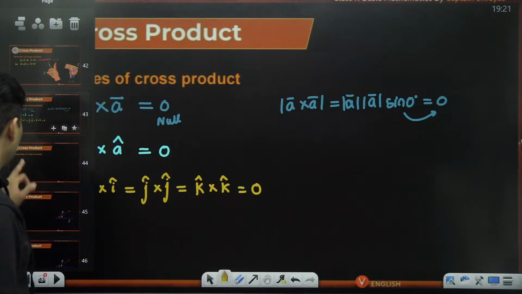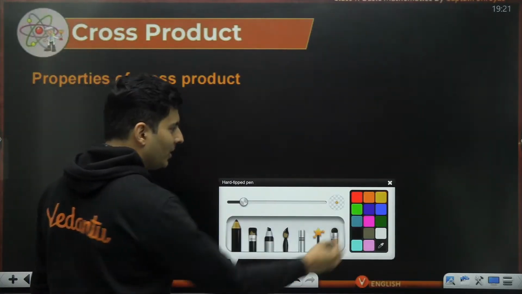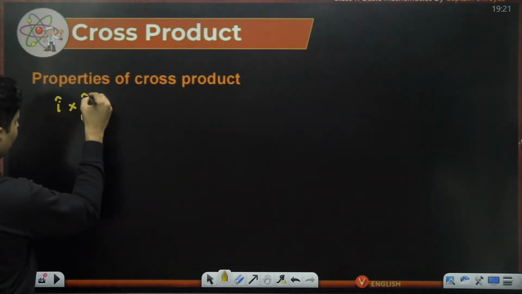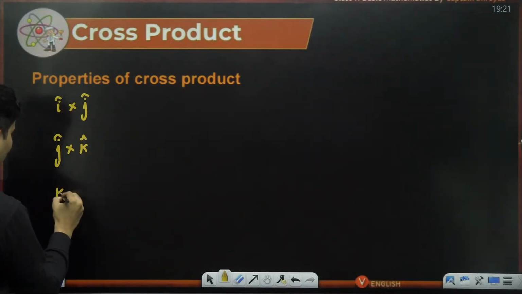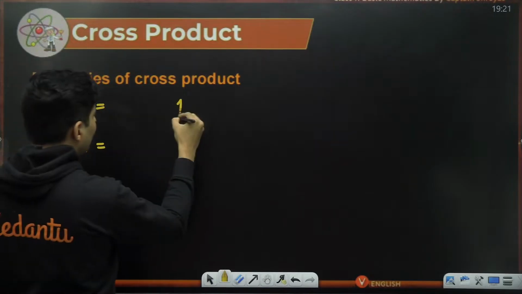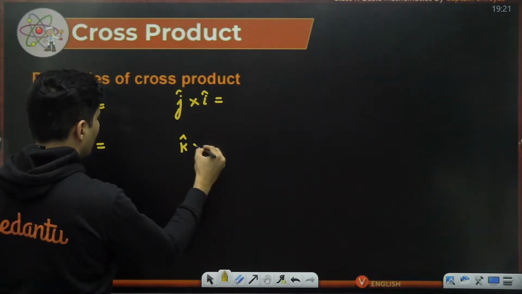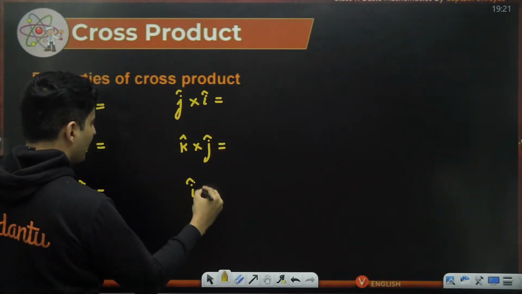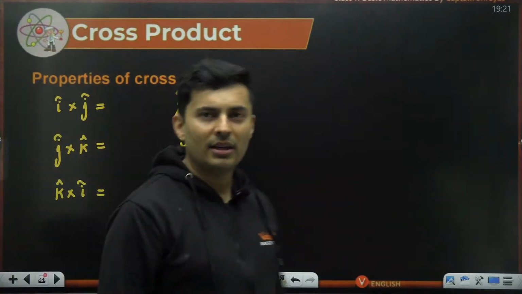Okay, perfect. But what if they are perpendicular, sir? Oh, definitely it is not 0. In fact, what will be i cross j? What will be j cross k? What will be k cross i? What will be j cross i? What will be k cross j? What will be i cross k? So what is the answer for everything?